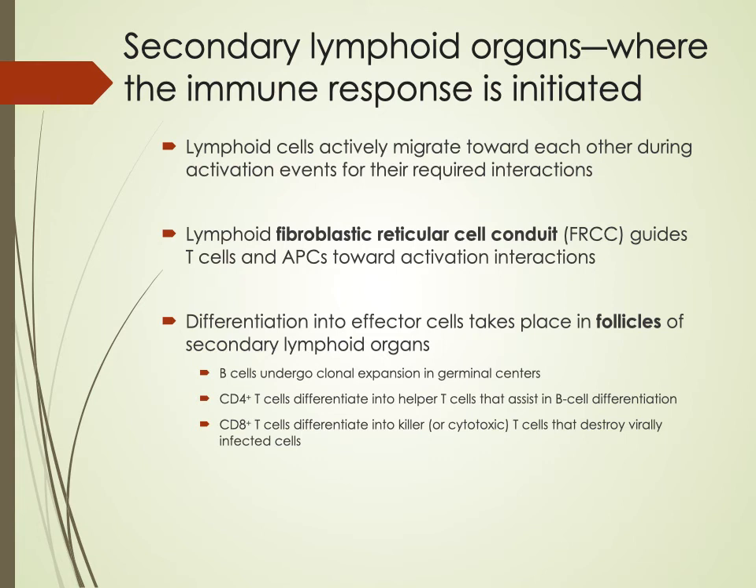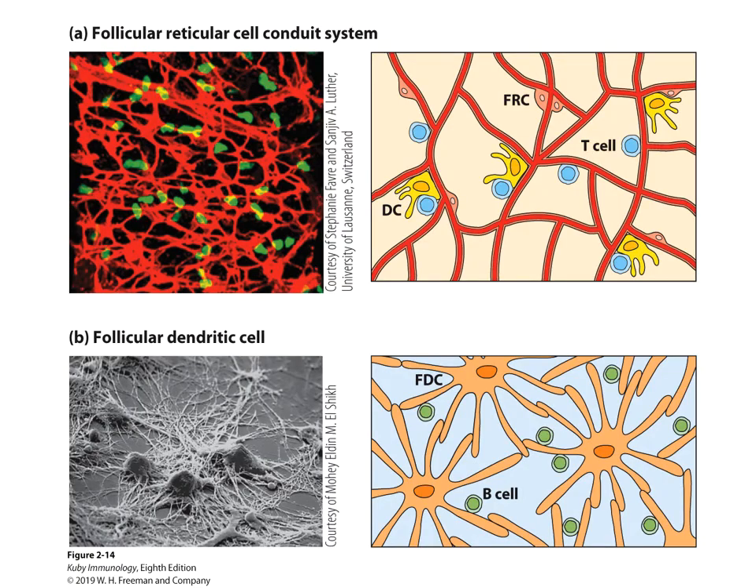This is all achieved through the fibroblastic reticular cell conduit. And so this just allows for there to be a scaffolding. And so if we look at this, this really ends up becoming like a matrix that will hold those cells so that they can interact with each other.